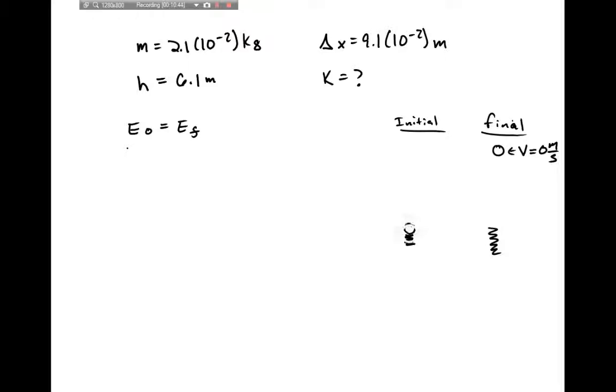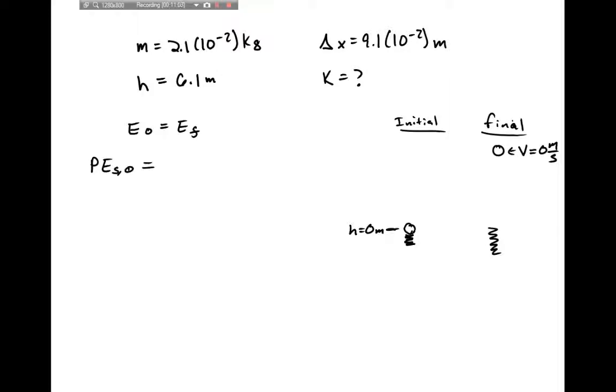Initially, the mass is essentially at this point right here, which I'll call h equals 0. So this is 0 height, and initially there is no gravitational potential energy. However, the spring is compressed, so initially there is energy stored in the spring. There is potential energy in the spring initially.